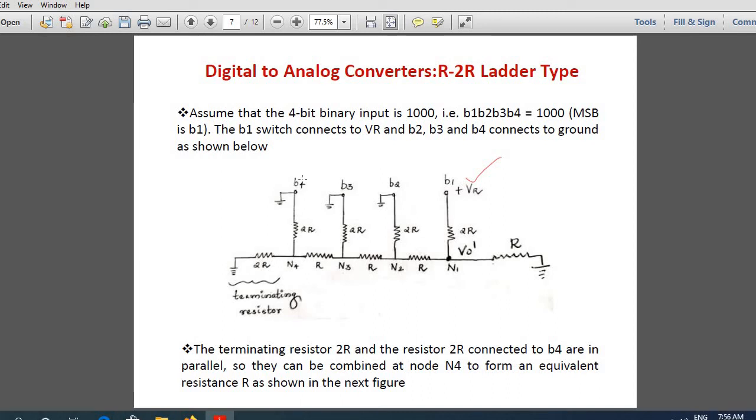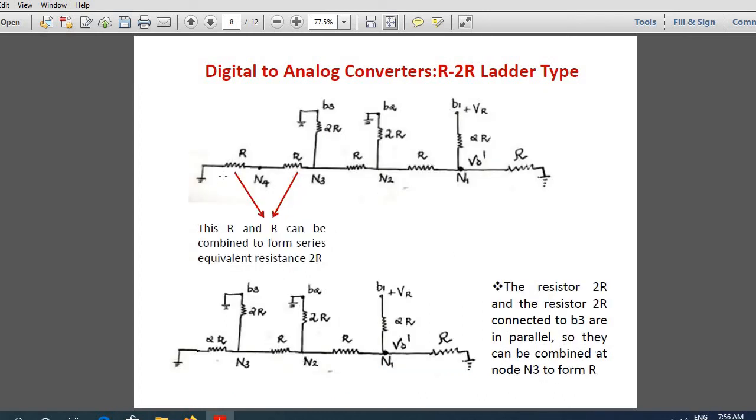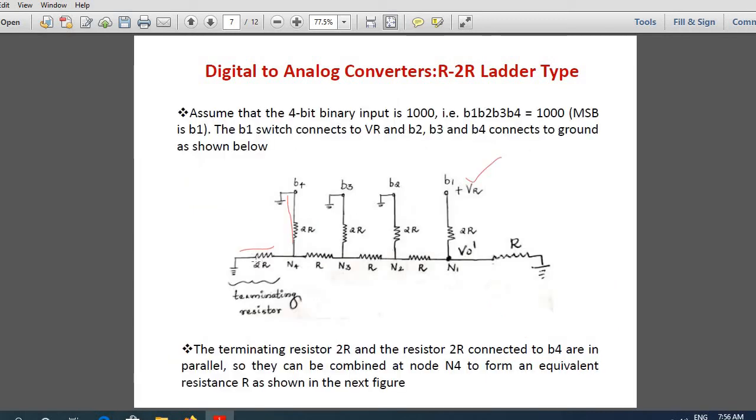At node 4, since this bit is 0, it is also connected to ground. So this branch, this one and this one are in parallel. You can combine them and produce the equivalent resistance. The equivalent resistance of these two will be R. So it is shown in the next figure. So these two will combine and form R.